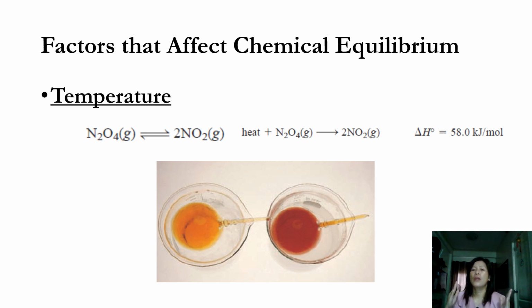So the effect of temperature depends on whether a reaction is exothermic or endothermic. So if you remove stress, if you remove heat, for example, heat in this example is on the right side, left side, reactant side.